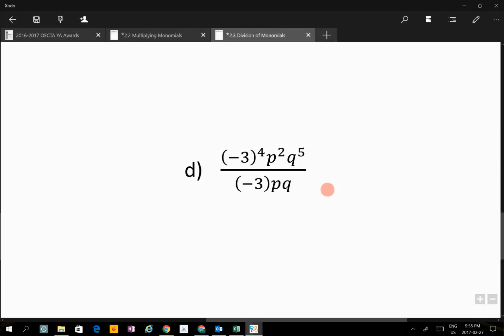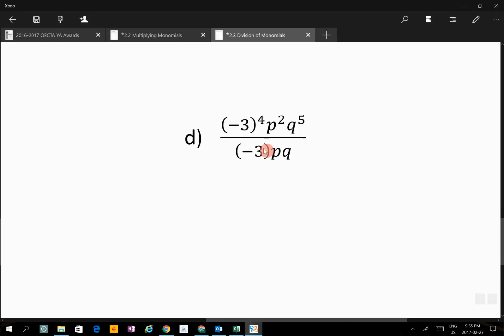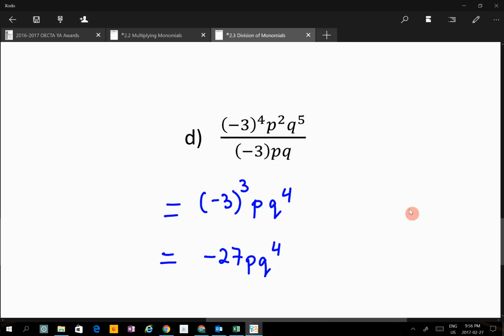Okay, and down here, last one, negative 3 to the exponent 4 divided by negative 3. So that's just going to be negative 3 to the exponent 3. Subtract their exponents. Same base, subtract their exponents, 4 minus 1. P squared over p just becomes p. And q to the exponent 5 divided by q to the exponent 1 becomes q to the exponent 4. Okay, and we can also go one more step further. Negative 3 to the exponent 3 is negative 27 times p times q to the exponent 4. And we're done.